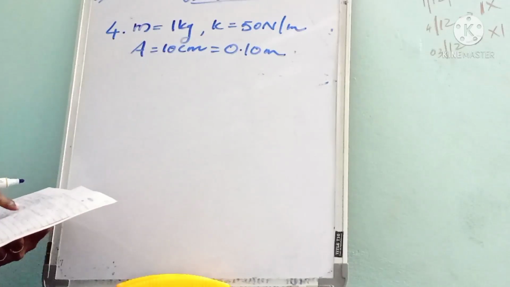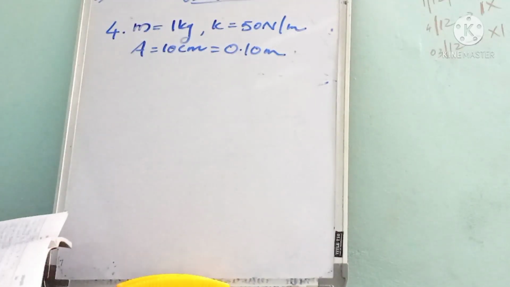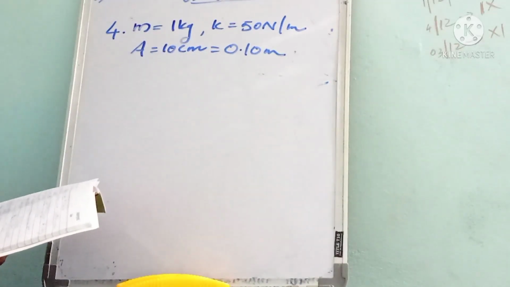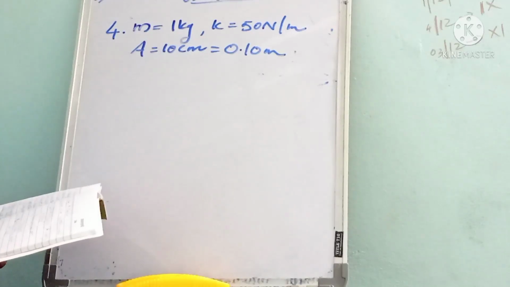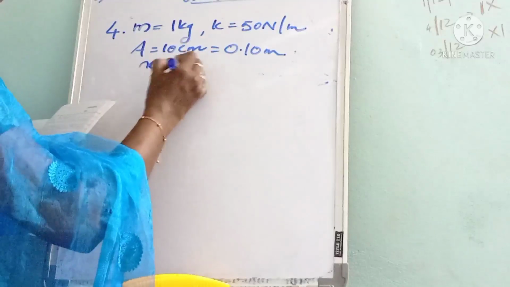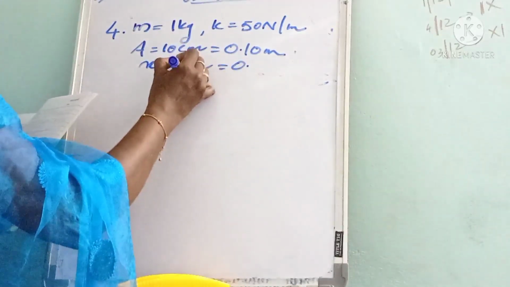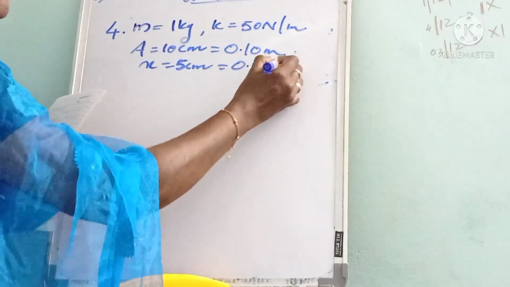Then from its equilibrium position at x equal to 0, we have to find the kinetic energy, potential energy, and total energy when it is 5 centimeter away from the mean position. So x, that is 5 centimeter away from the mean position, that is 5 centimeter is equal to 0.05 meter.